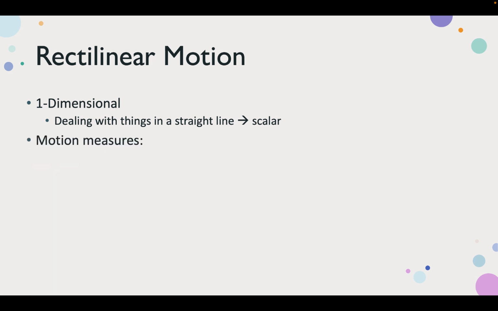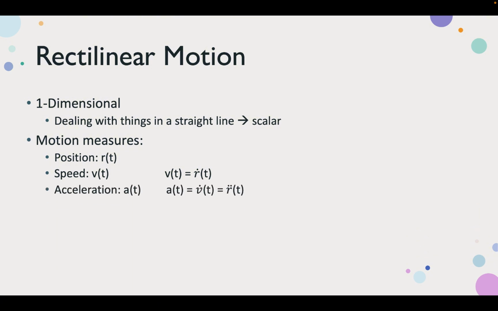So in rectilinear motion, our way of measuring motion is done in three ways. One, position, we have r of t. Speed, which is v of t, and is also equal to the first derivative of position. And then we have acceleration, which is a of t, and it is the first derivative of velocity or the second derivative of position. And these are all scalar values because we are dealing with things only in 1D.